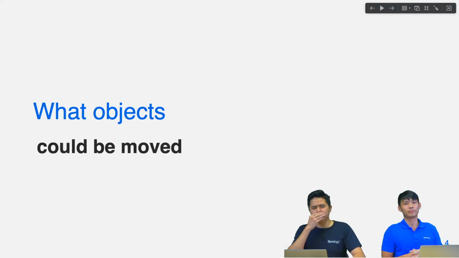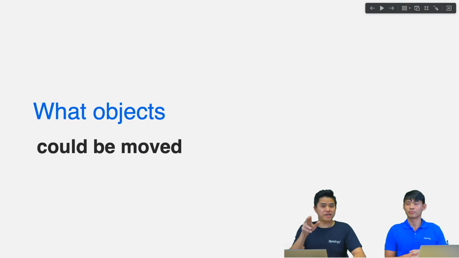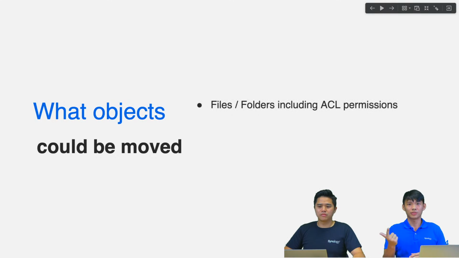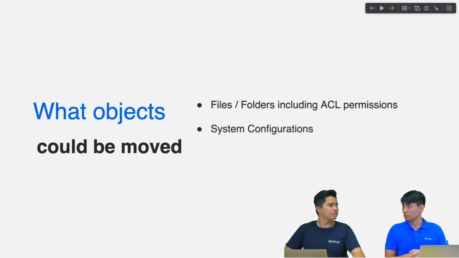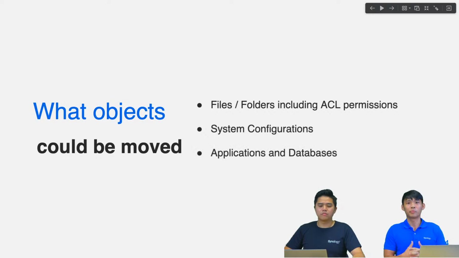Eric, I was wondering about one thing. Besides the data, what else can I move? As you say, data is very important: data size, number of files, and ACL permissions. Second, system configuration, like users and passwords, groups, domain LDAP settings, and notifications. And last one, applications and databases. For example, if you have Synology Directory Server, then you will have a domain database inside.